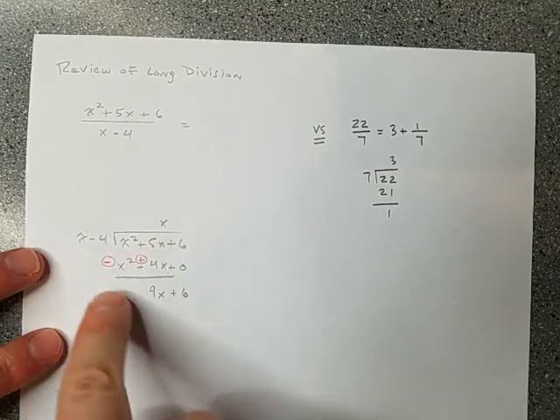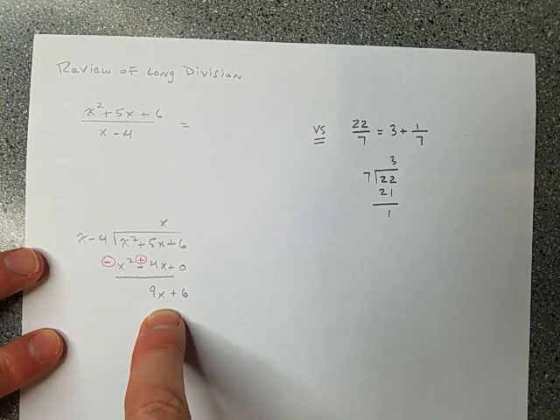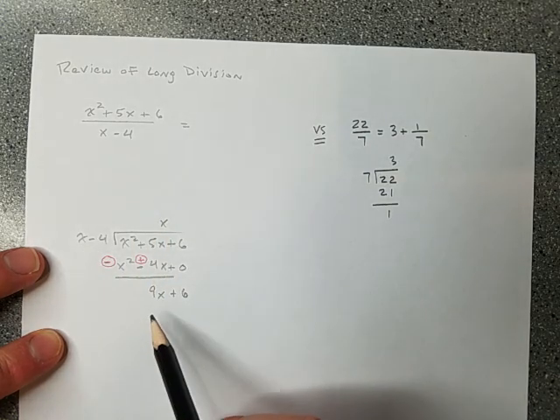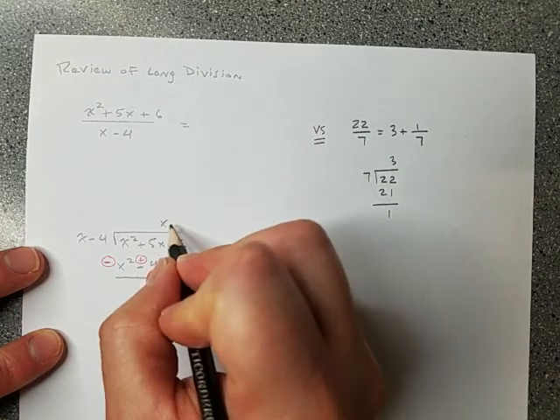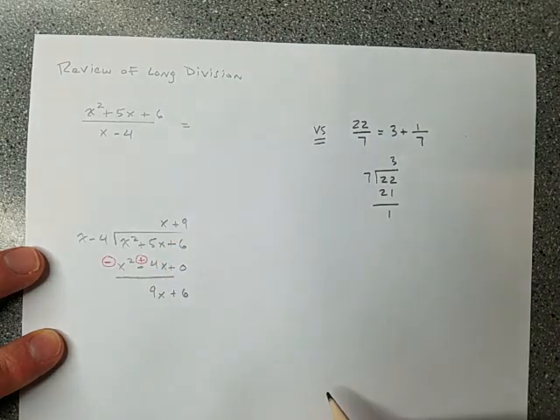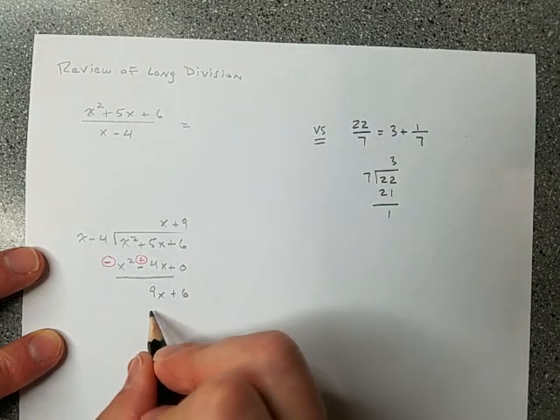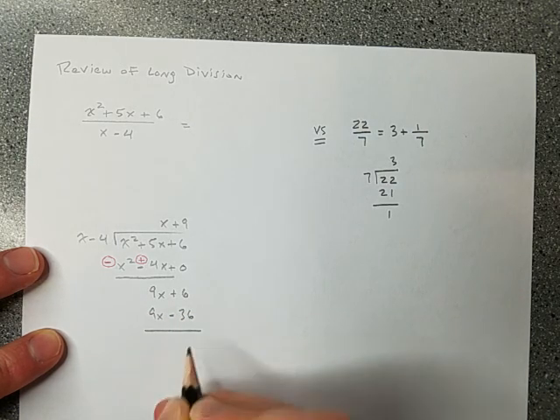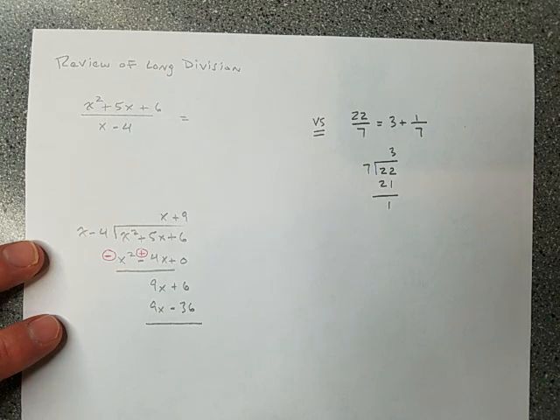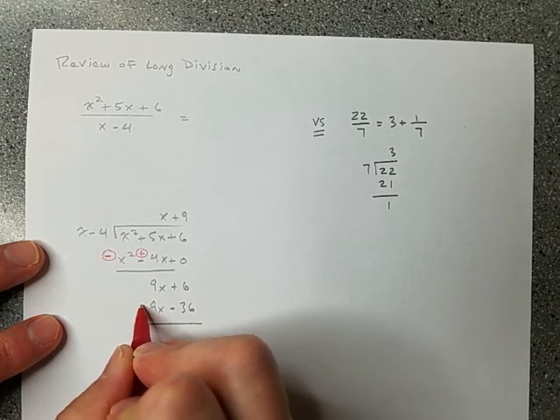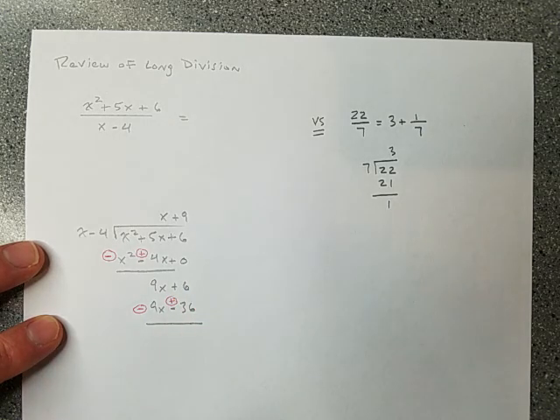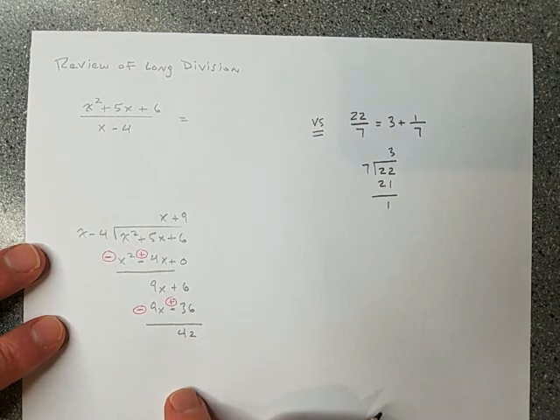Now, I repeat this process, okay? I now look at this and say, what do you multiply x minus 4 by to match that 9x? And that's going to be a 9, right? And if I multiply, I get 9x minus 36. Okay. All right. So now I subtract. This will look this way and this way. Okay, so I'll get 42. That's the remainder right there.